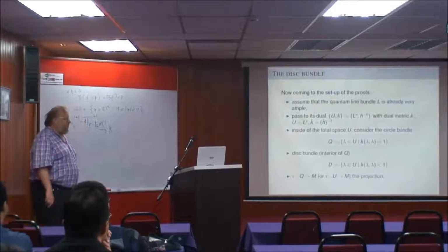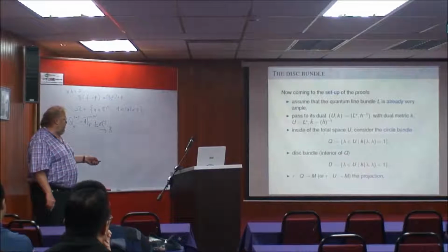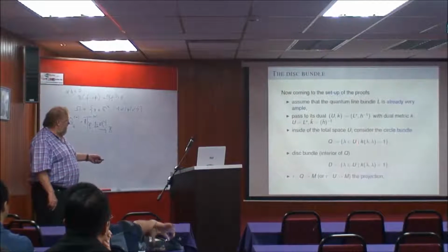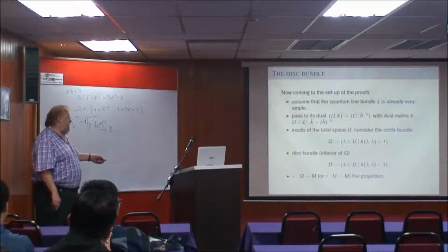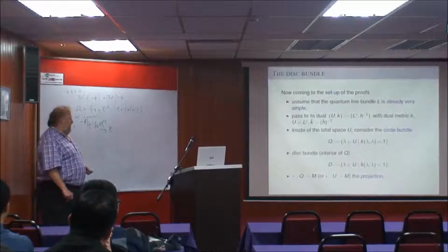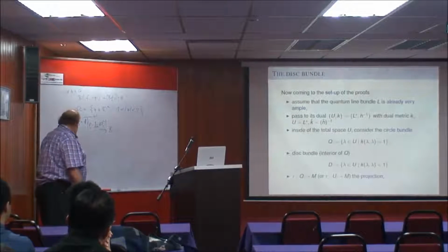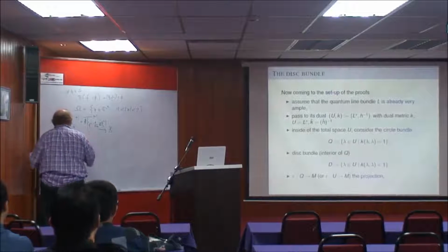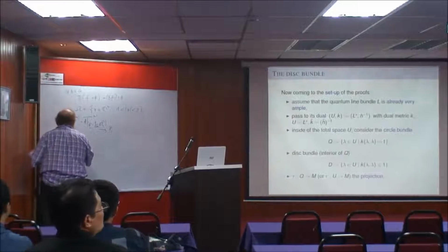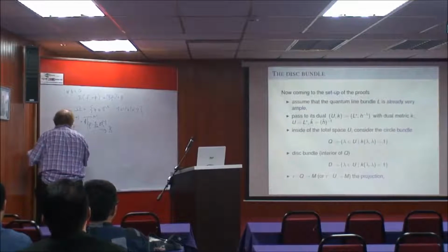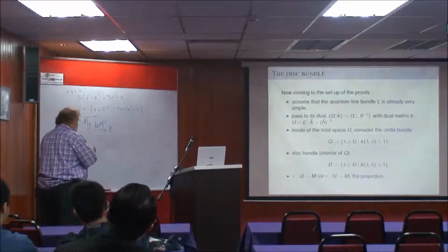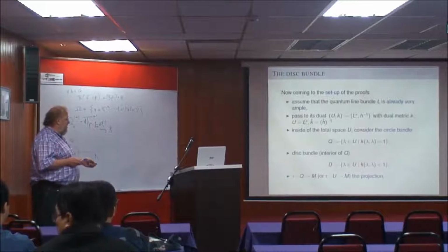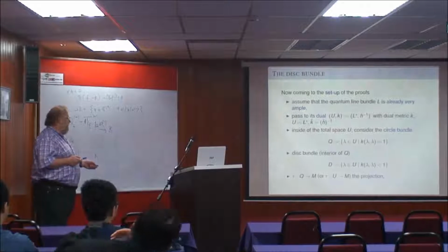Okay, good. Now, inside of this total space U, we consider the circle bundle. So we take now the elements of the total space for which we have K lambda is equal to 1. And then we have the disk. We have our manifold M. I'm not good in the drawing, I have to say. This would be now our Q. And inside this would be our manifold M. And then we have the disk bundle, which is the interior of Q. So this is just all points of the total space for which we have K lambda is less than 1.